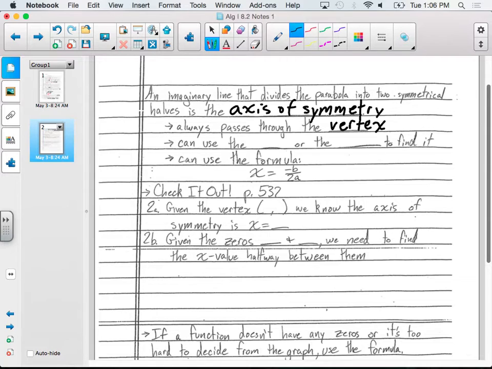So it's always going to pass through our vertex. There are two ways we can go about finding it. One, we can just use the vertex of our parabola. If we have the vertex, we can find the axis of symmetry because it's going to go right through it. And the other way is by using the zeros of the function. If we have two zeros, just like it said on the front page, it's going to be halfway in between both of them.